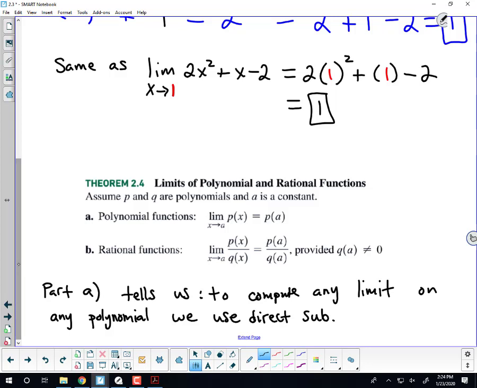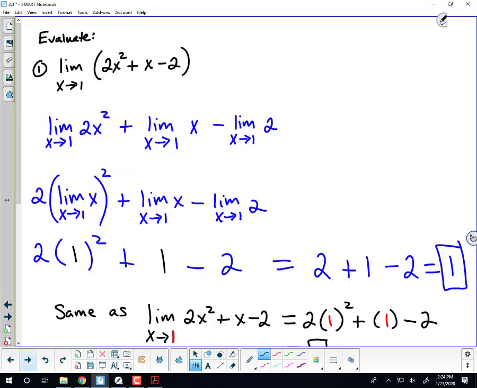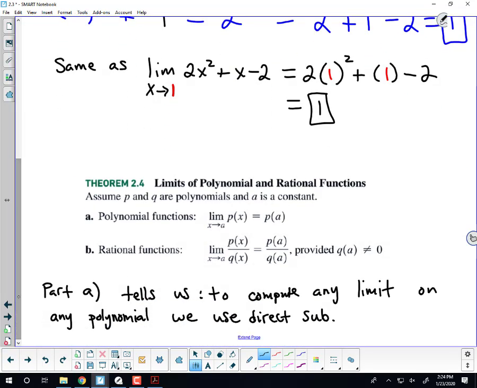So then we've got polynomials now. With this theorem too, it says, and notice that it's similar to what we said for the quotient rule or the limit law with quotients. But the difference here with this rational function statement, theorem 2.4 part B, and what we had in our limit laws, does anybody see a difference between those two? Quotient number 5 and theorem 2.4 part B? Subtle.